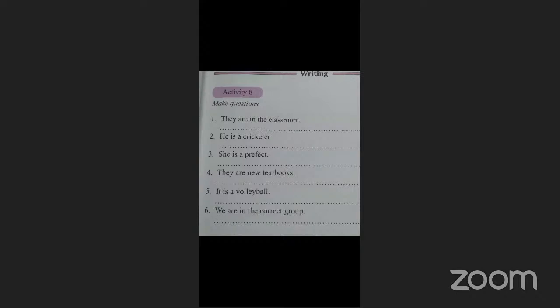But my dear students, keep that in your mind. When you use the word they in the question form, you have to use T as a simple letter. Are they in the classroom?